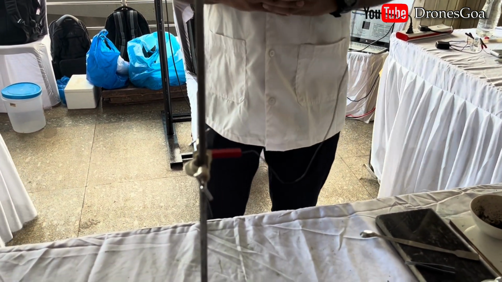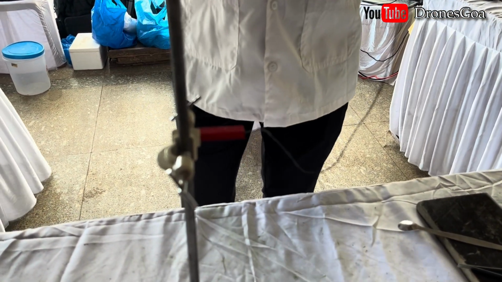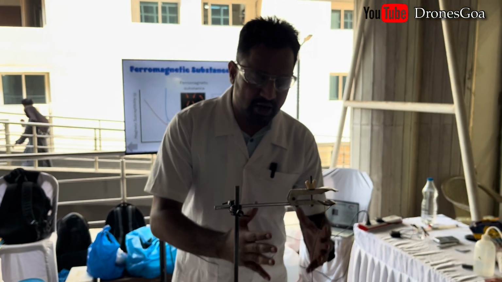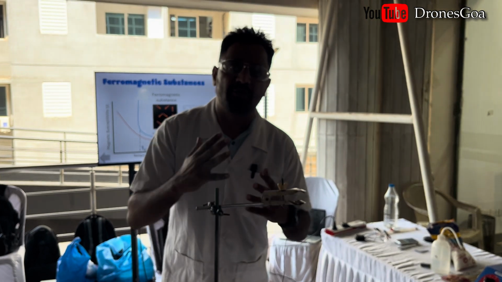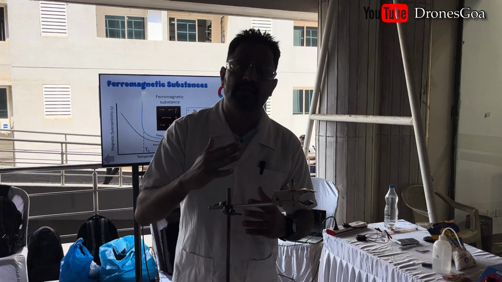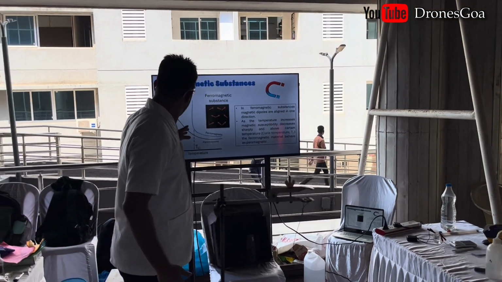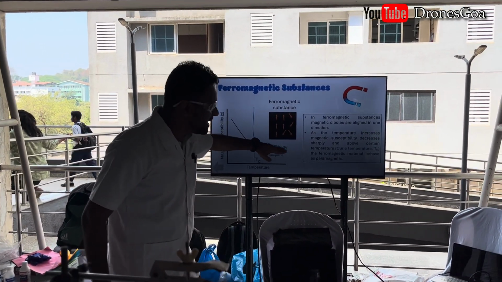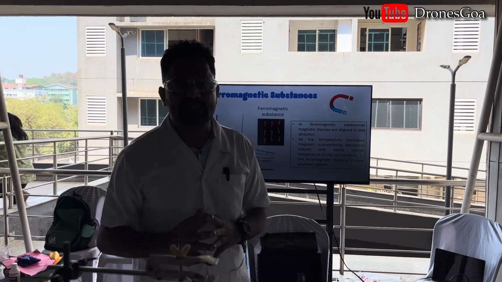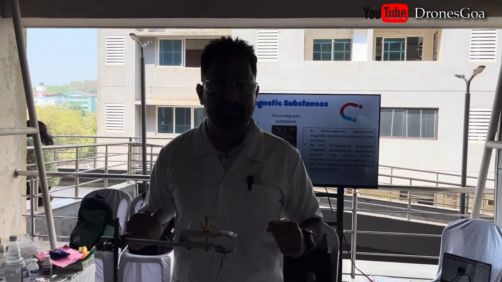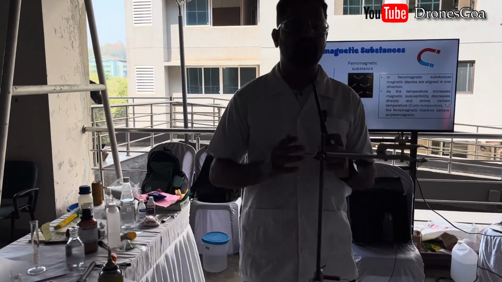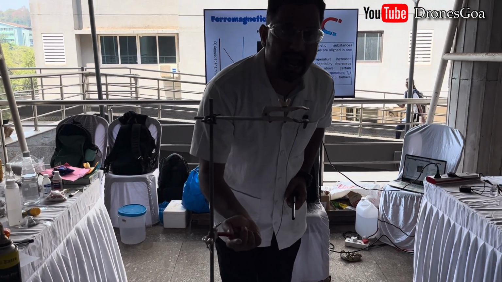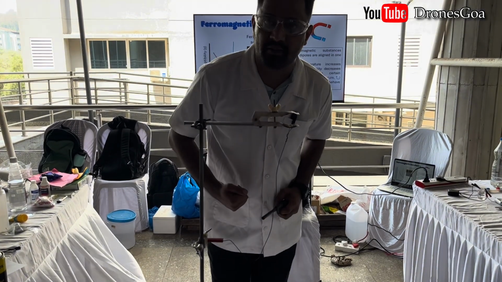Now, for every ferromagnetic substance, there is a temperature called the Curie temperature. Above this Curie temperature, a ferromagnetic substance no longer behaves as a ferromagnetic substance. It shows a paramagnetic behavior. Can we prove this with the help of an experiment? Of course, yes. Let us see. I'm going to increase the temperature of this ferromagnetic substance, and let us see if it still behaves as a ferromagnetic substance.